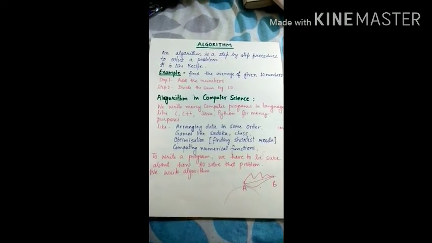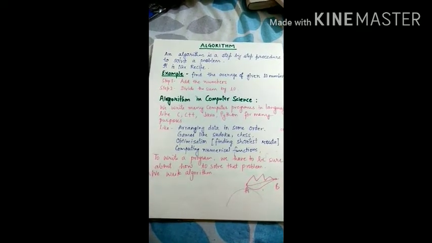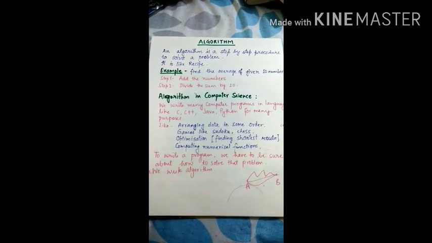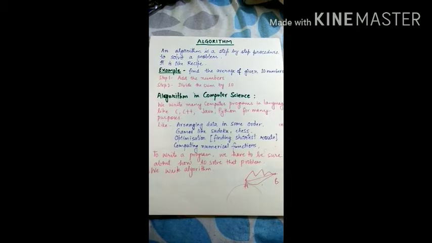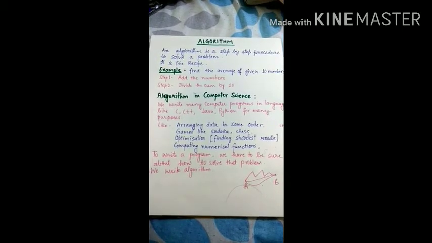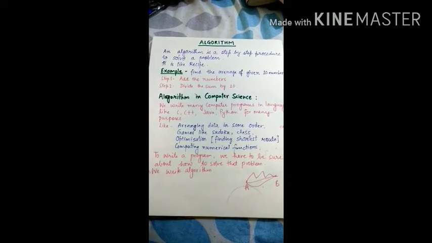So let us start the topic algorithm. An algorithm is a step-by-step procedure to solve a problem, or you can say the steps you follow in order to solve a problem. Those steps constitute an algorithm. An algorithm is more like a recipe.